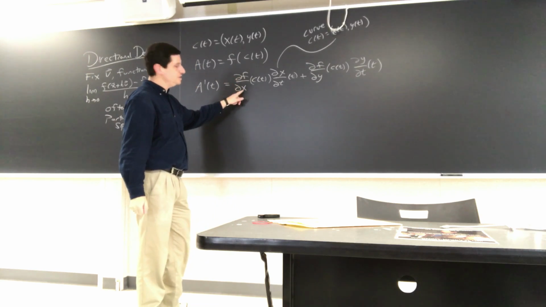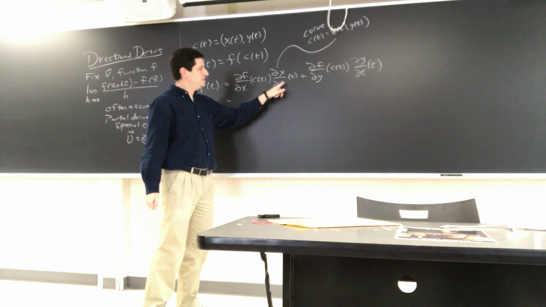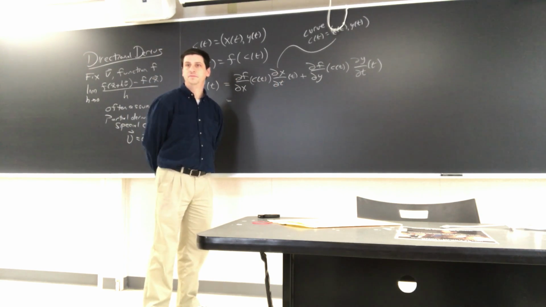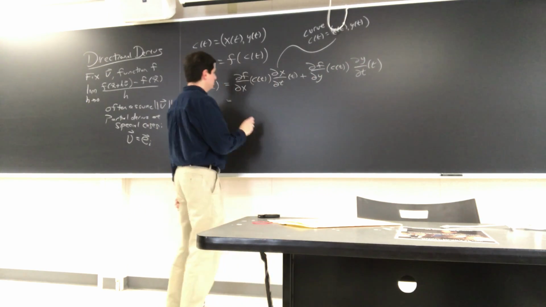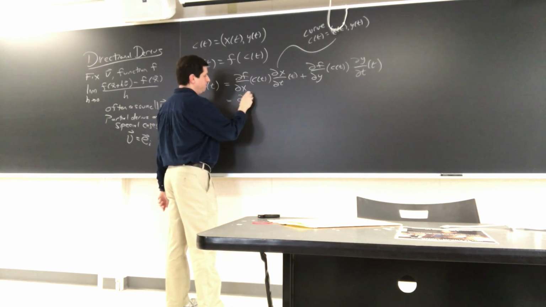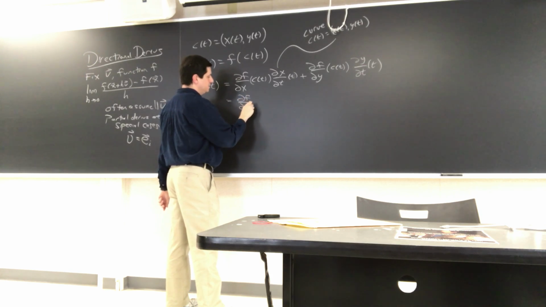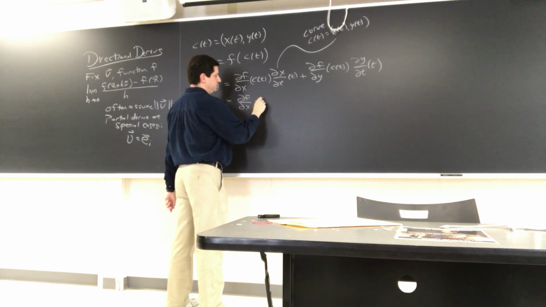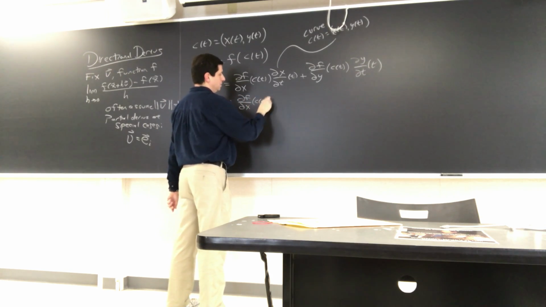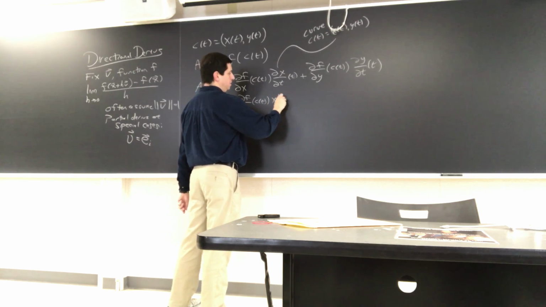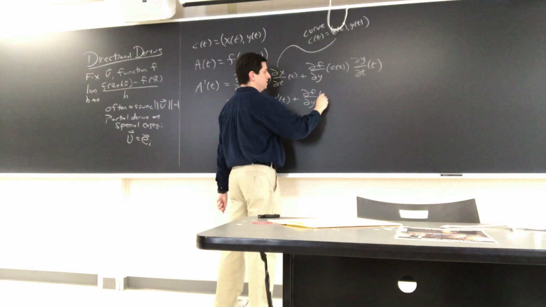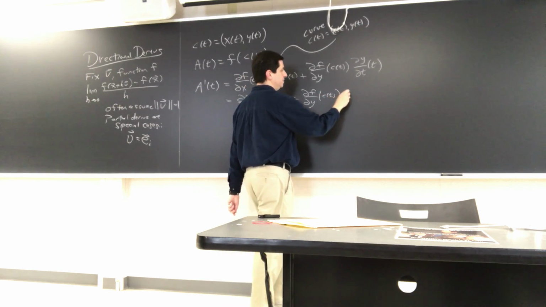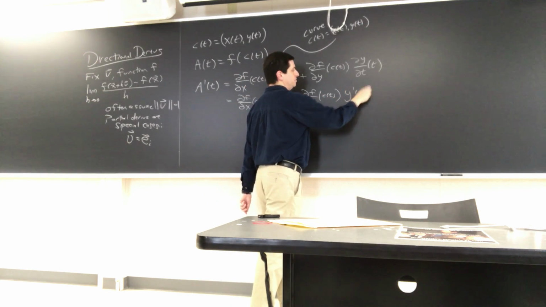so now if you look at what this is, dx dt, that's just x prime. And dy dt, that's just y prime. So I actually have my function df dx at c of t, x prime of t, plus df dy at c of t times y prime of t.